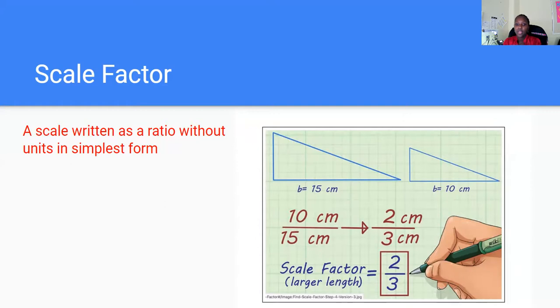So if we were comparing it, the ratio or the scale factor here would be 2 to 3, because when we simplified it, we could simplify them both by 5. So 10 divided by 5 gave us 2. 15 divided by 5 gave us 3. So the scale factor is 2/3 or 2 out of 3.